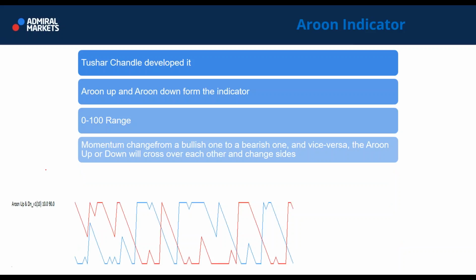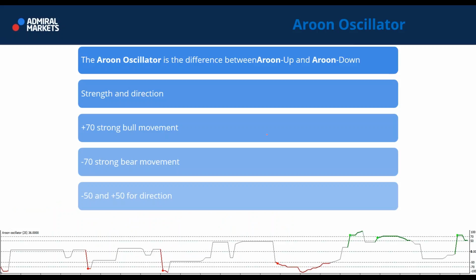So this is an example of how the Aroon indicator looks. It might be confusing for some traders because these lines occasionally switch, but that is how they look. We have Aroon up, which has a blue color. Then we have Aroon down, which has a red color. Usually it's plotted in a range between 0 and 100. Momentum usually changes from bullish to bearish, and then they just flip sides.